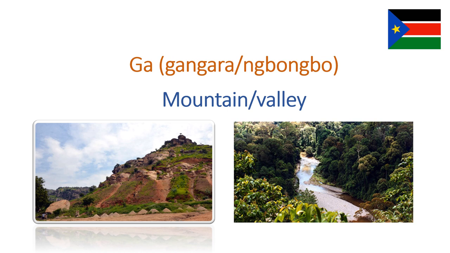Ga, gangara, that is a mountain. And the opposite of a mountain is valley. In Pazande, ngbongbo, that is a lowland.